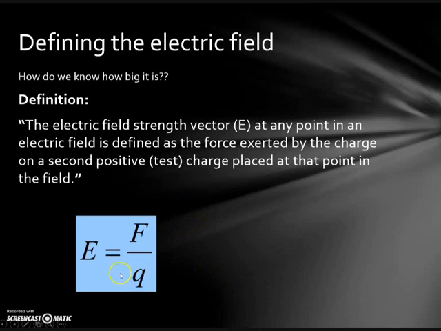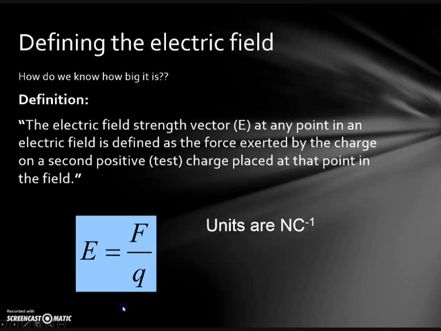So we can have this equation here. It's saying that E, the field strength, is going to be whatever the force experienced by that charge is, over the size of our initial charge. The units for this are going to be newtons per coulomb, N C^-1.